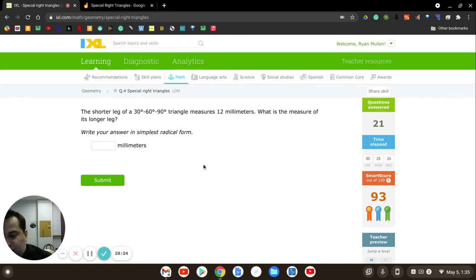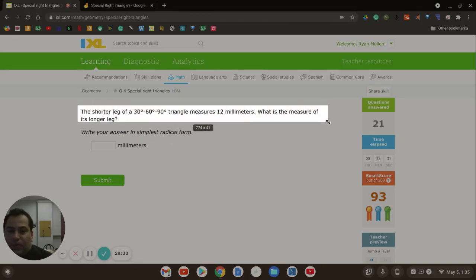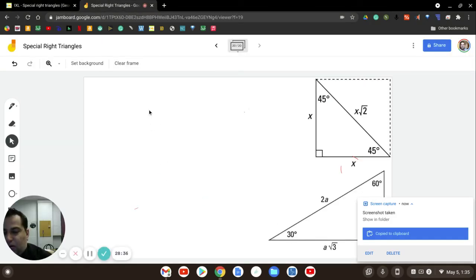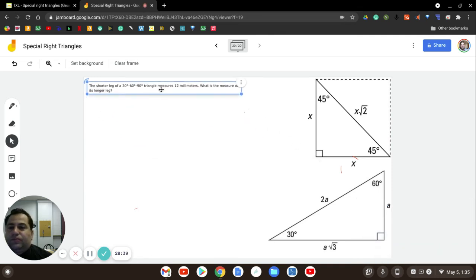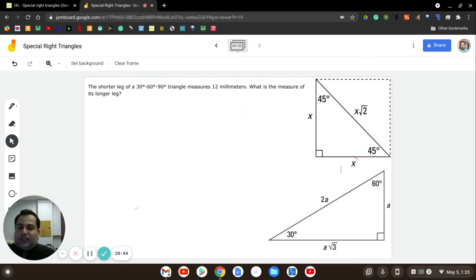Let's take this one right here. It says I have a 30, 60, 90 triangle. We're dealing with this one down here. And it says that the shorter leg is 12. If I look at my 30, 60, 90, the shorter leg is going to be opposite 30, so that's going to be 12.